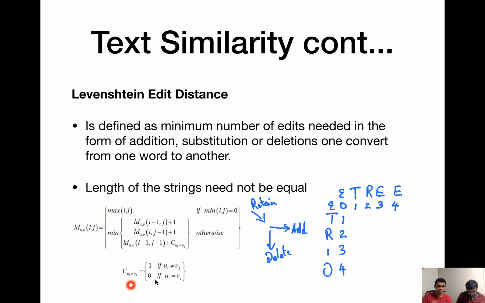So C is the cost here. It's 1 if the two letters you're comparing are different. It's 0 if the two letters you're comparing are the same.